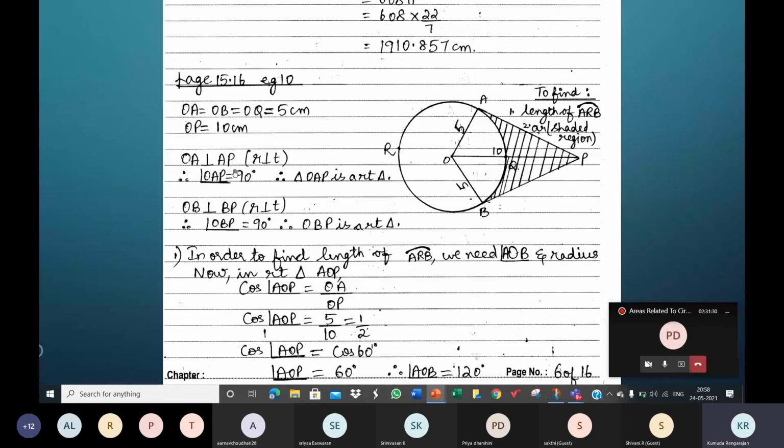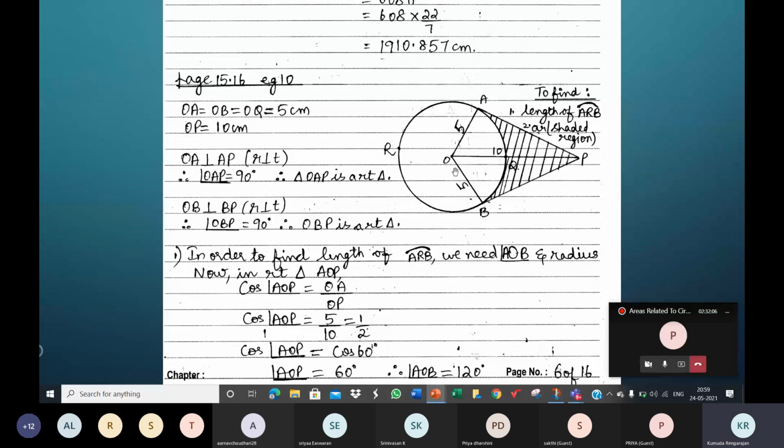What is the major sector angle? 180. What is the major sector angle? 300. 120, ma'am. Major sector angle, 240. This is 120, 360 minus 120 is 240. 240 is the major sector angle.